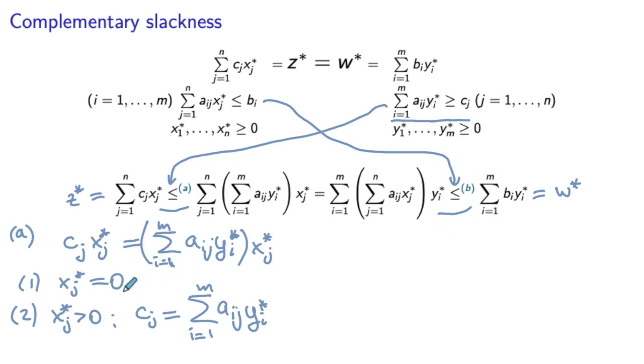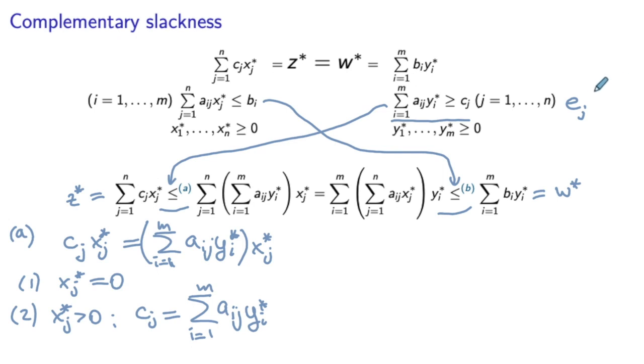So we see that if xj star is not equal to 0, then we have to have the corresponding dual constraint satisfied at equality. But this means that the excess variable for this constraint is equal to 0. The excess variable is the difference between the right hand side and the left hand side, and it has to be equal to 0 in order for this inequality to be satisfied at equality.